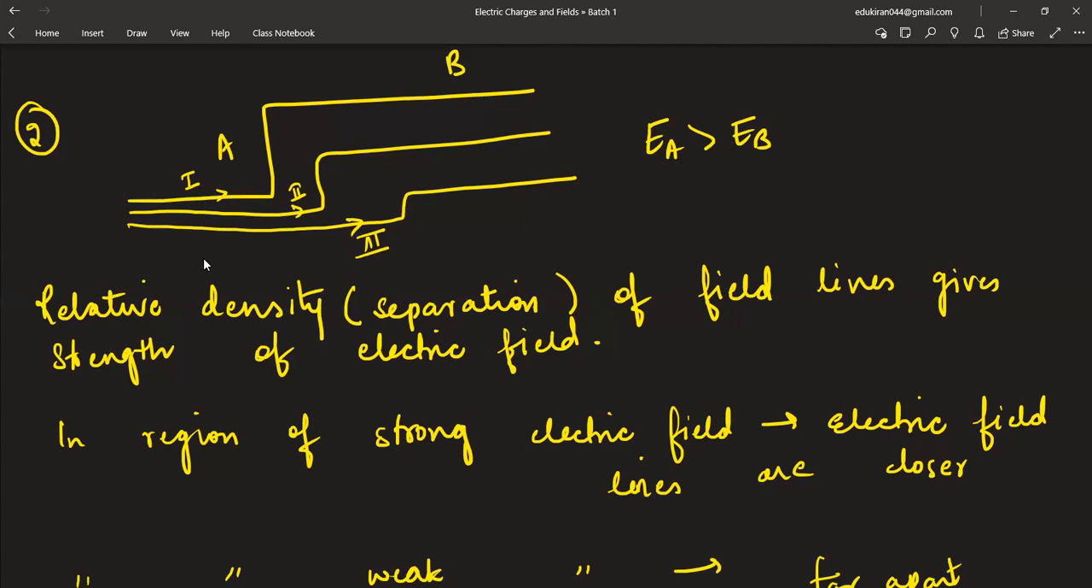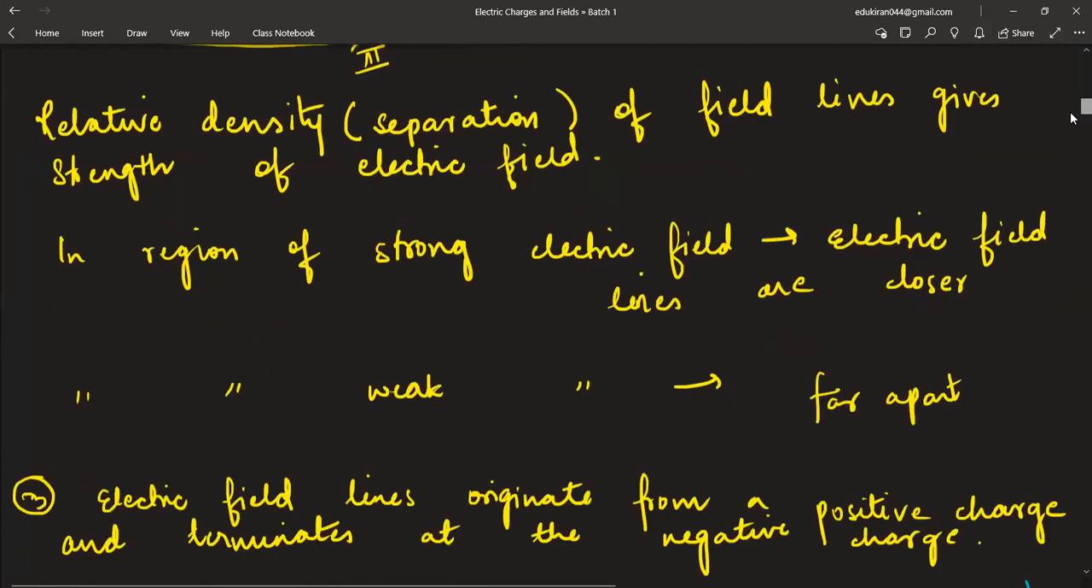This shows that the relative density or separation of field lines gives the strength of the electric field. In the region of stronger electric field, you will see electric field lines are closer. And in region B, you will see they are far apart from each other. That shows this side is weaker. So by this also you can analyze the electric field lines.